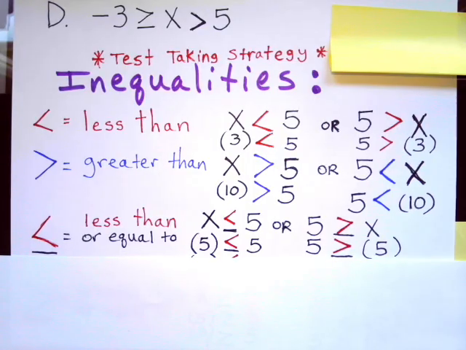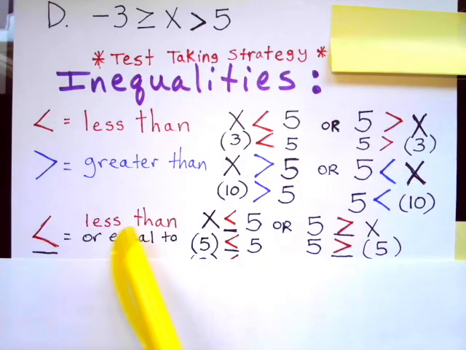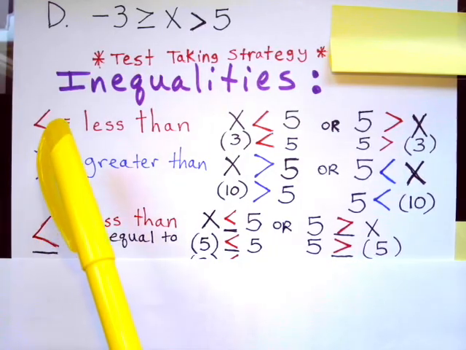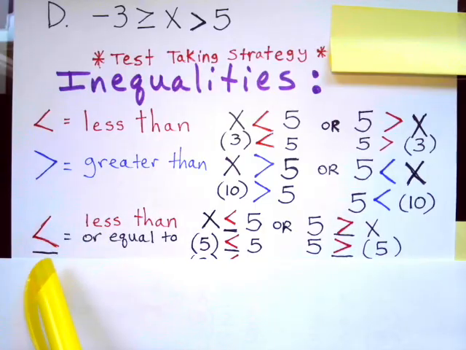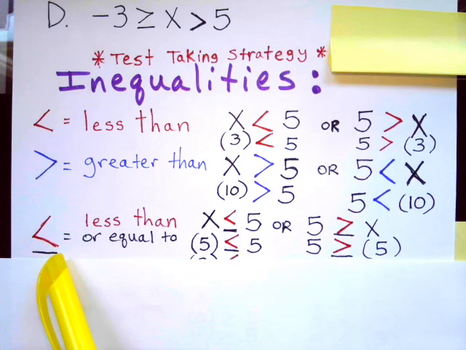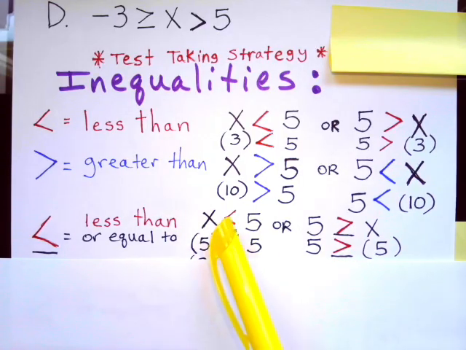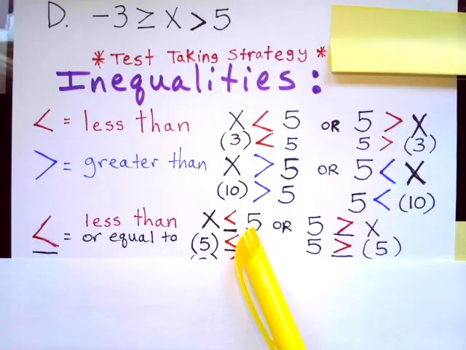Let's take a look at what's called another inequality. Less than or equal to. So this symbol means less than or equal to. You can see how it's the less than, and then any inequality with a line underneath it means equal to, right? So this one is less than or equal to, okay? So x is less than or equal to 5.